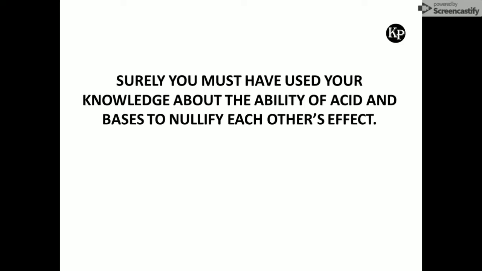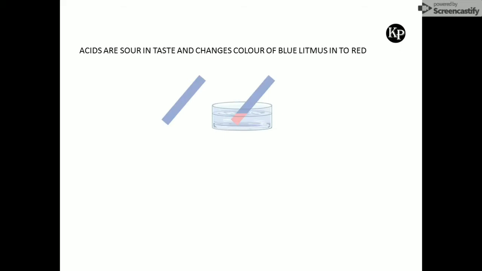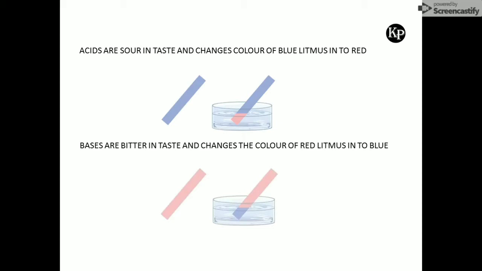So to understand what acid and base are, let's start one by one. Acids are sour in taste and change the color of blue litmus paper to red. If blue litmus paper is dipped in an acid, its color changes to red. Similarly, bases are bitter in taste and change the color of red litmus paper to blue.